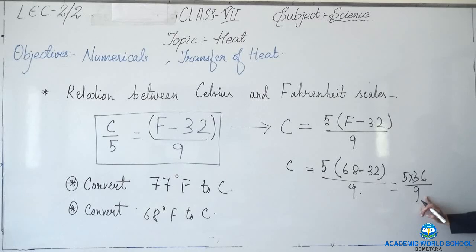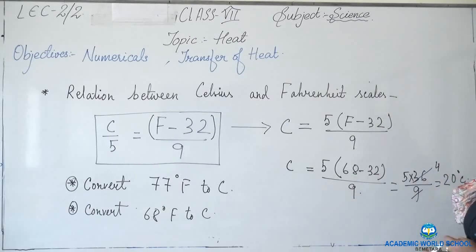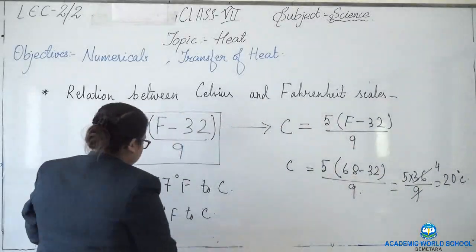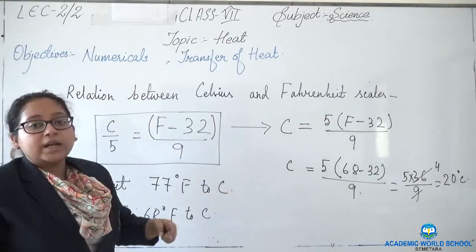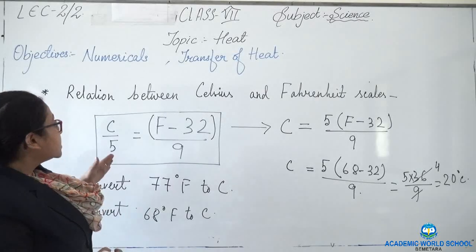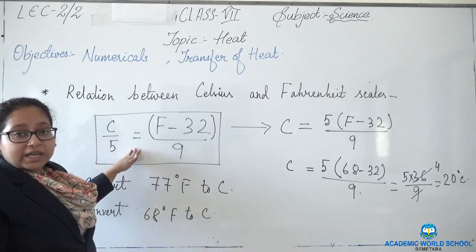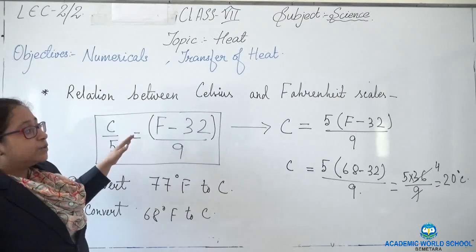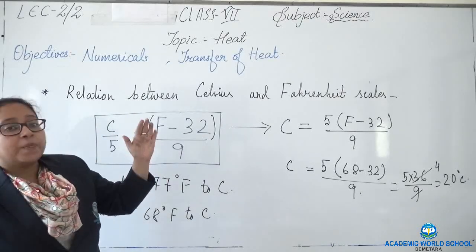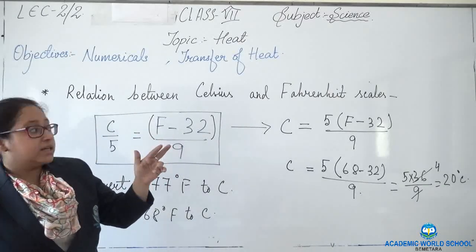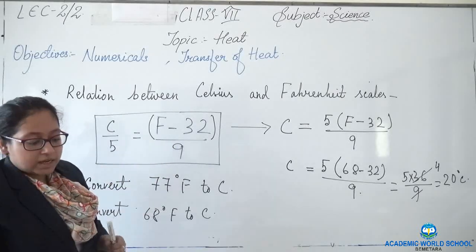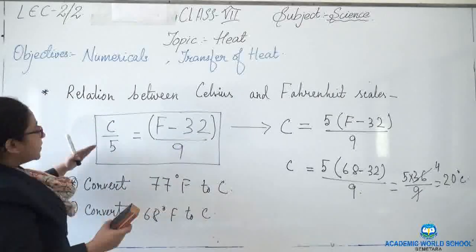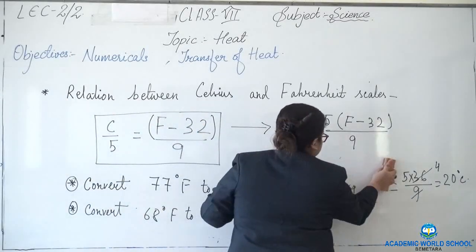36 is divisible by 9, so I will cancel 36 by 9, that is equal to 4. 5 into 4 is equal to 20 degree Celsius. So my 68 degree Fahrenheit is equal to my 20 degree Celsius. This is my formula which I derived from the relation that C is equal to 5 multiplied by (F minus 32) by 9. Next we will find the value of F.